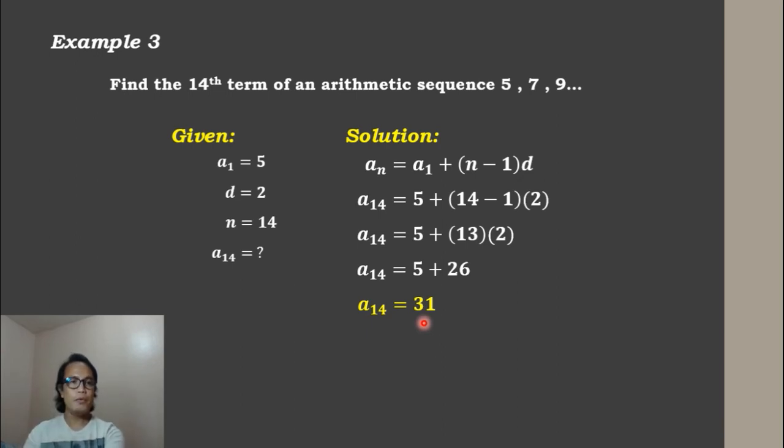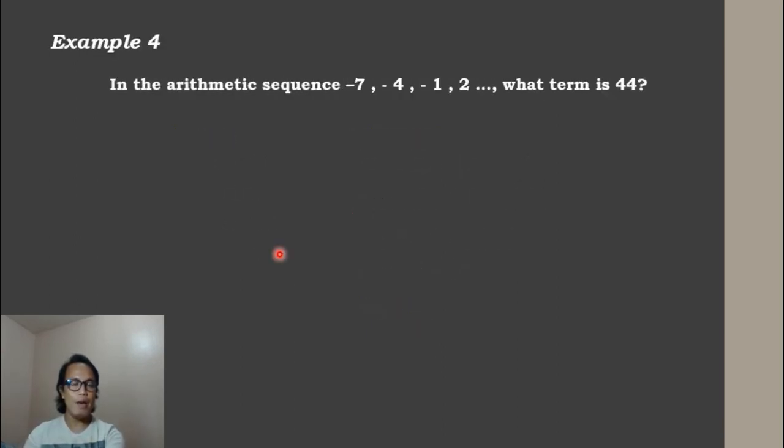Okay, proceed to another example. Example number 4. In the arithmetic sequence negative 7, negative 4, negative 1, 2, what term is 44? This time, we are given the last term, which is 44. So what term is 44? Let's identify what are the given. First term, a sub 1, of course, that is given in the problem, negative 7. The common difference is 3.